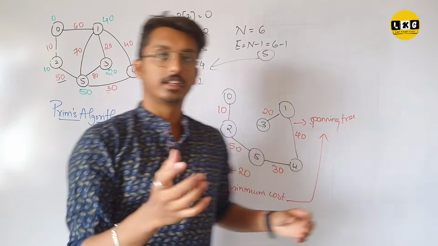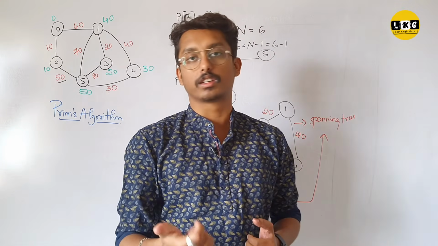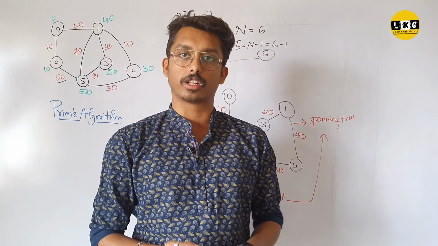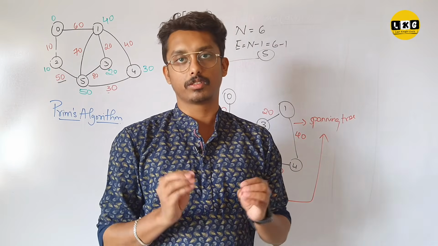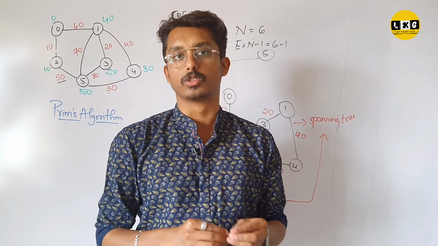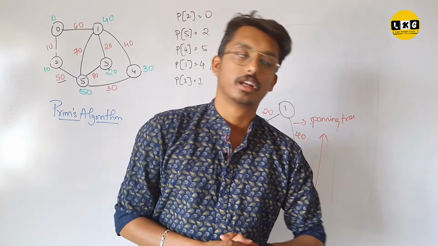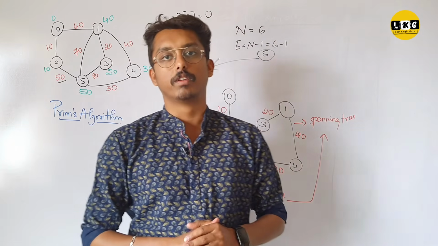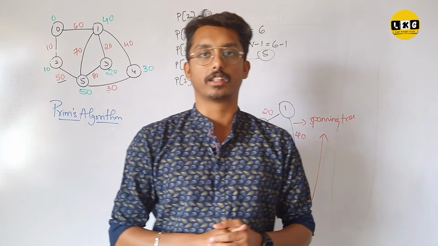Same way, there is one more algorithm that is called Kruskal's algorithm. Kruskal's algorithm and Prim's algorithm are used for the same problem. That is also used to find the minimum cost spanning tree. The only thing is the approach is different, right? So this completes our Prim's algorithm. In the next video, we will look at more concepts of design and analysis of algorithms.